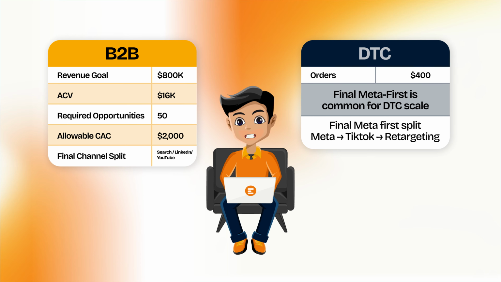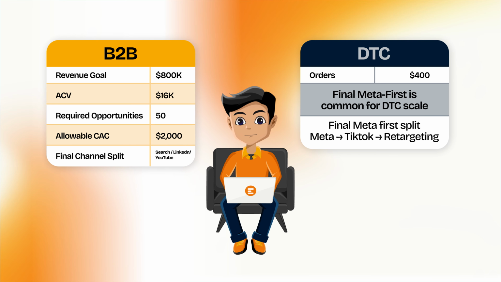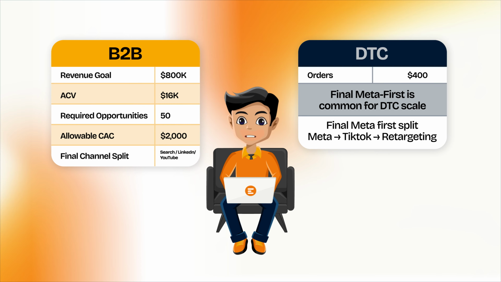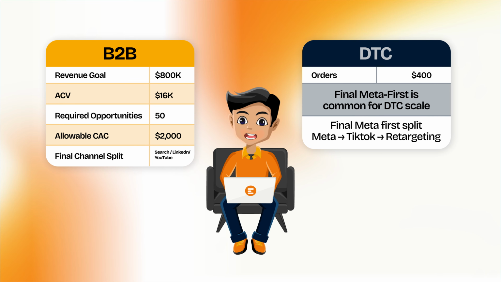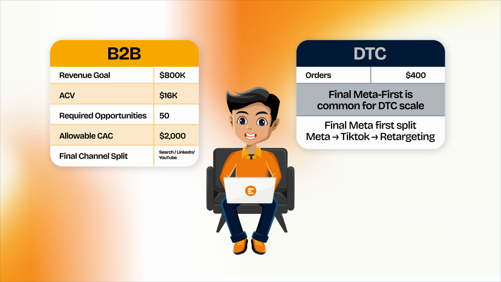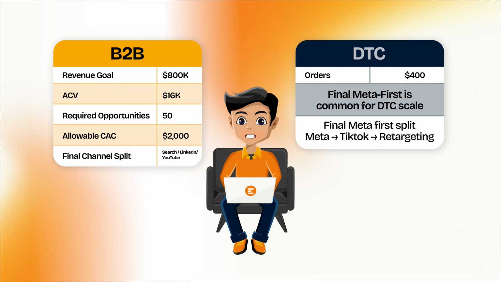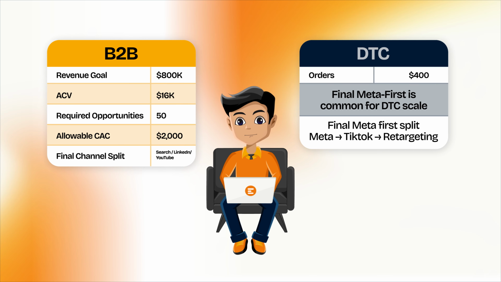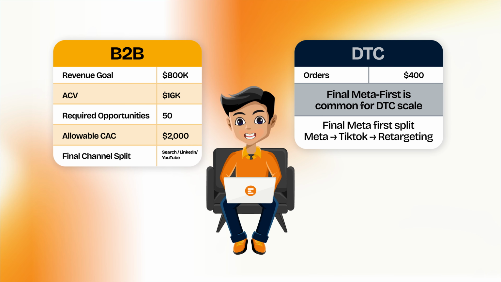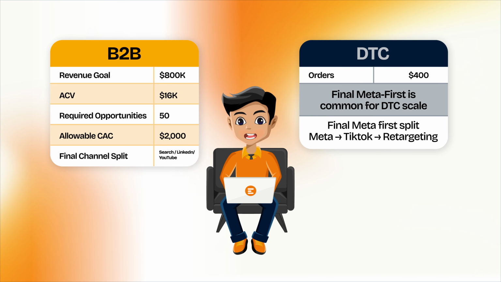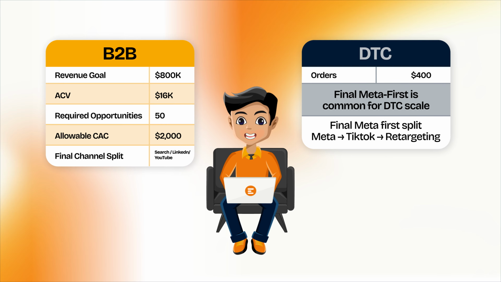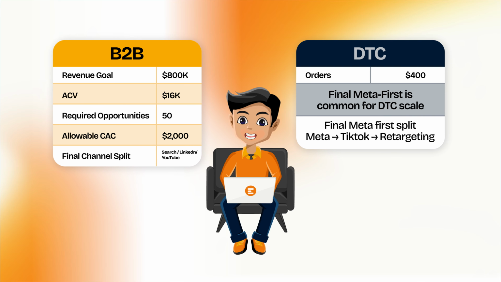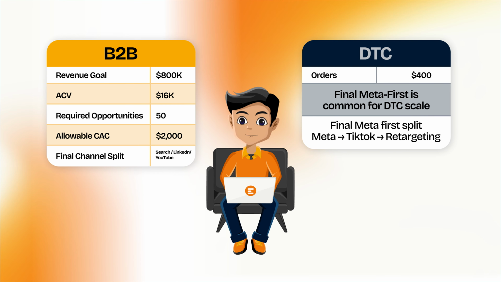LTV, 90 days, equals $110. Allowable CAC, LTV divided by 3, approximately $36. Payback rule, first order margin, $30. CAC should be less than or equal to $30. Use $30. Acquisition budget equals 1,600 times $30 equals $48,000. Add 25% production tools equals $60,000 total.